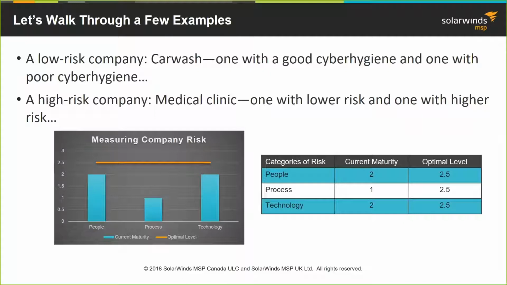So a low-risk company, a car wash, one with good cyber hygiene and one with poor cyber hygiene. So if you look at that, right, so current maturity on people would be 2, current process is a 1, current technology is a 2. That gives them about a 2, I guess we're lower than a 2.5, which is ideal, right? So we'd like to see them have better process. We'd like to see them have better people and manage their people well, and a little better on technology. So we want them to really get up a little bit higher on these to meet the optimal range.